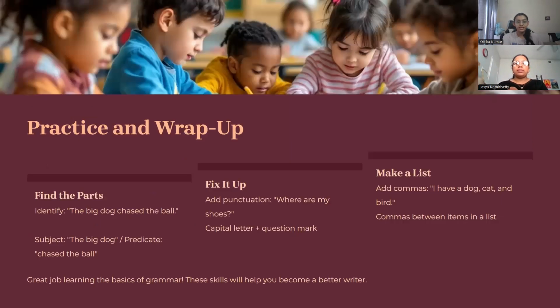Yeah. So now let's think about some practice and wrap things up. So find the parts. Identify the subject and the predicate in this sentence. The big dog chased the ball. Well, I gave you the answer, but this is how you should be practicing. So the subject here would be the big dog, and the predicate would be chased the ball. Because what did the big dog do? It chased the ball.